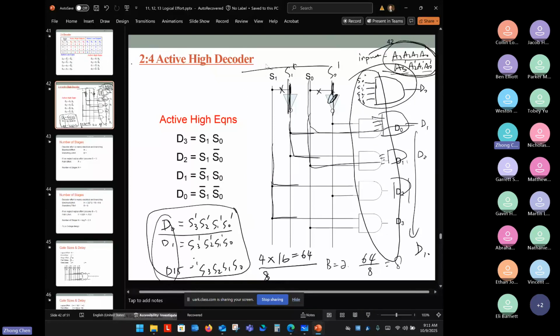So you know that the first stage output is 8 of them, but the input is 16 of them. So for each of the inputs, you have to branch out to 8 of them. So that is how you calculate the branching effort, because each of the inputs is symmetric. So that is the typical part.